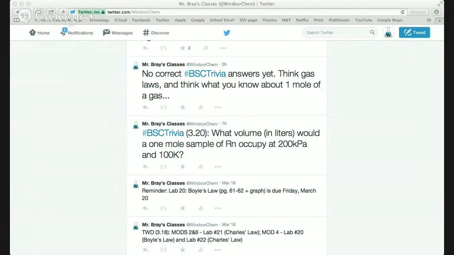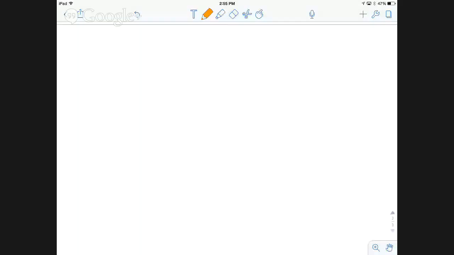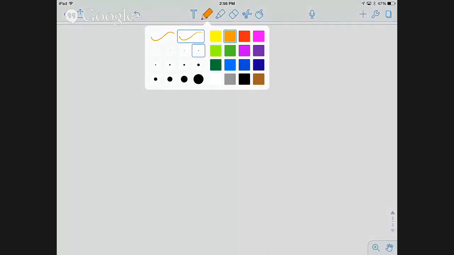Well, if we flip over to the iPad here, let's make this a little bit thicker so it's easier to see. Is that working? Yep, okay, good. Still learning this. It said that I wanted to know about 1 mole of a gas at 200 kPa and 100 Kelvin. So I asked, what do you know about 1 mole of a gas?